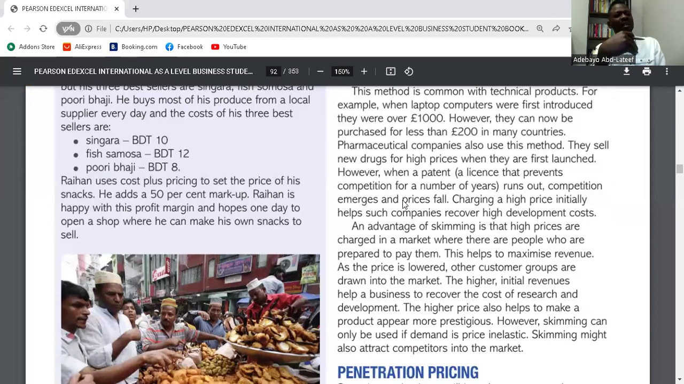So, technical products and pharmaceutical companies spend so much on research and development that it is expected of them to charge a higher price when the product is finally developed and launched. But they have the license, they have the patent. As soon as the patent runs out, other competitors can come in. You have the patent because you are the first to launch the product, so you have that opportunity based on the fact that you have spent so much on research. Do you get what I'm saying here?